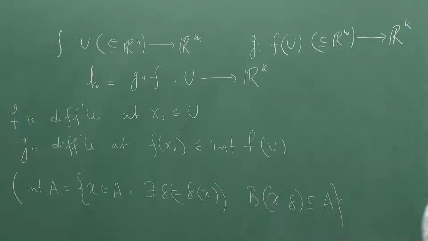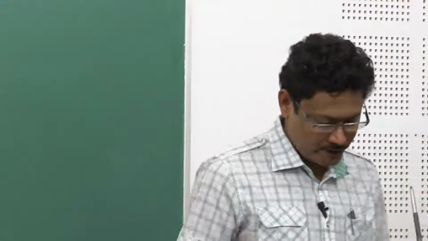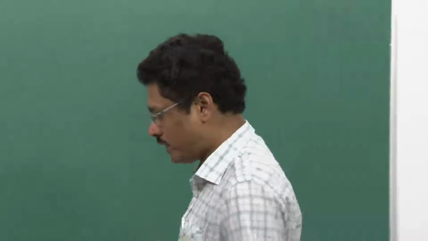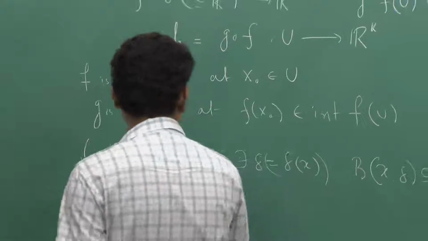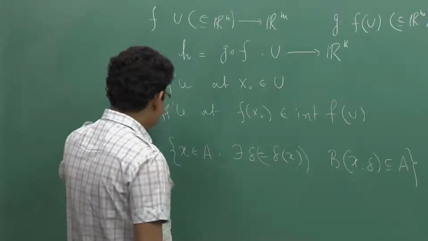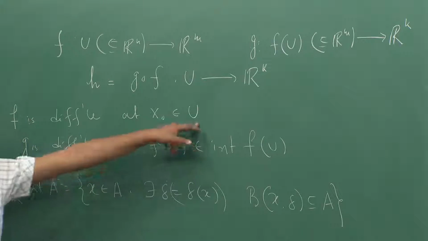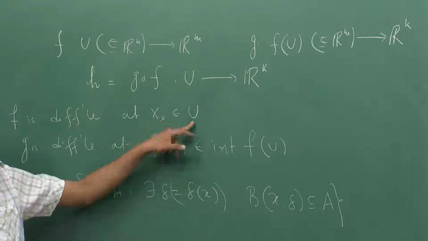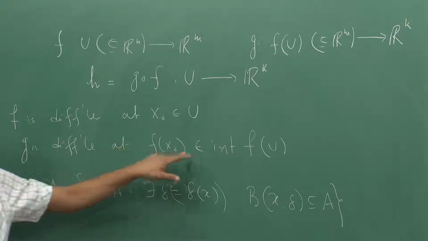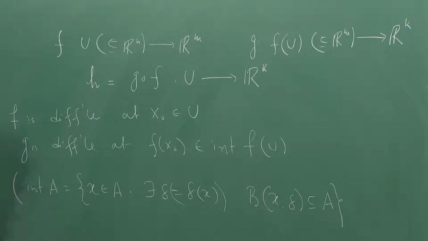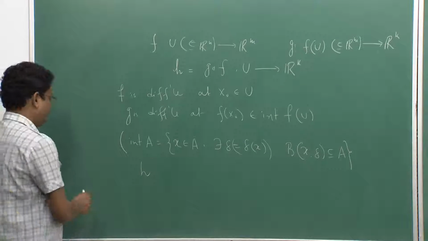Okay. So, for derivative I need an open set, as I told you in the first class, because we have to add and subtract things. So, if f is differentiable at x naught in U, U is already open, so for an open set the interior is the same. And g is differentiable at f of x naught, which is in the interior of f(U). Then what about h?